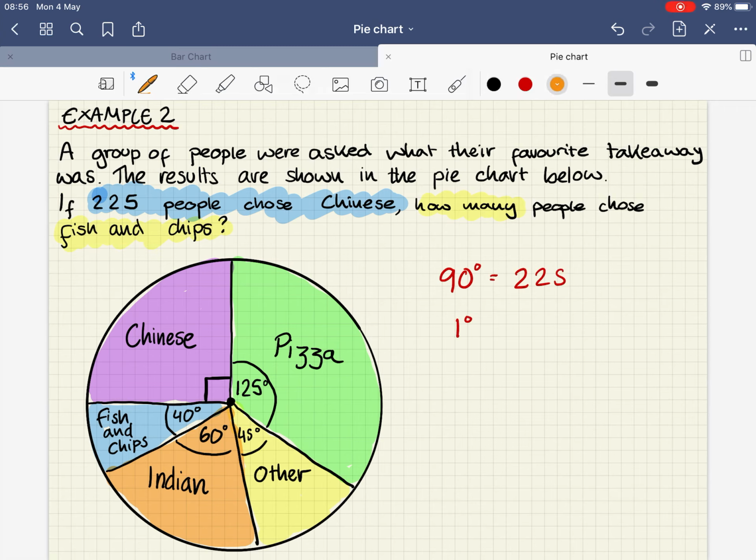And then I'll again want to go all the way down to 1 degree, so I've got to divide by 90, and therefore I divide this side by 90. So 225 divided by 90. So 1 degree is worth 2.5 people. And then my fish and chips. Here's my fish and chips. It is 40 degrees. So I times this by 40, and I times that by 40. And so my final answer is 100. So 100 people chose fish and chips.